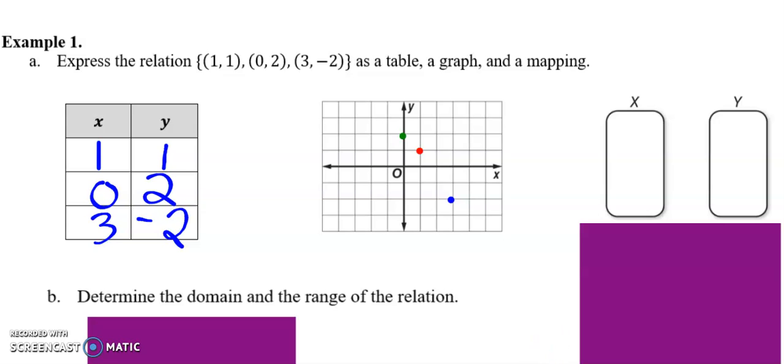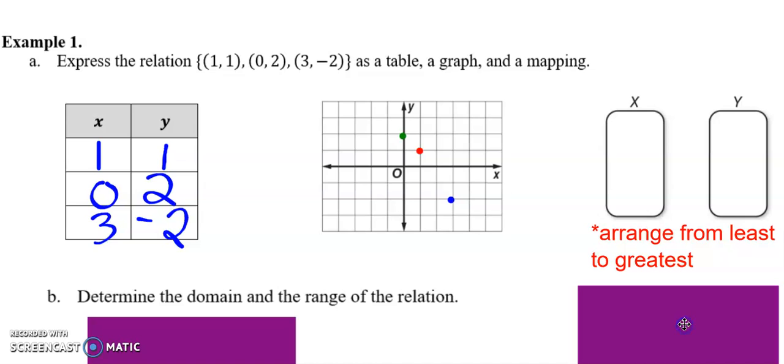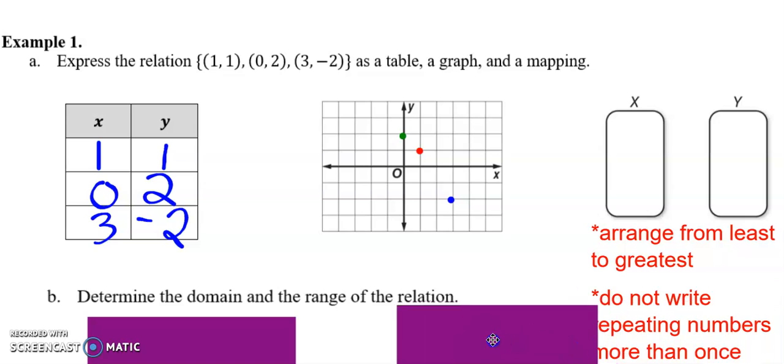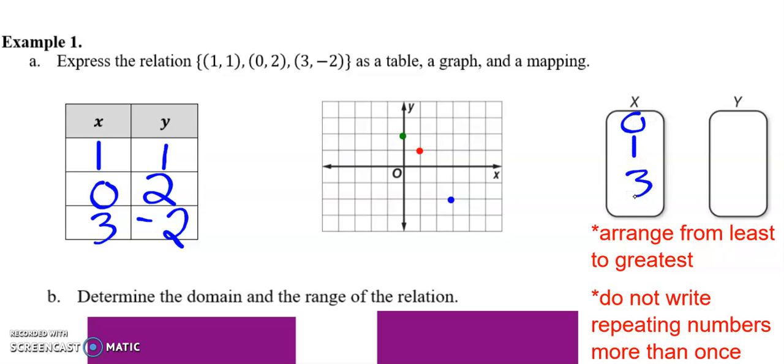The next thing we want to do is to create our mapping. When we create our mapping, we would like to arrange the numbers from least to greatest. Also, we do not write repeated numbers more than once. Okay, that's very important. If a number repeats, we only write it one time. So we are going to start by writing our x values from least to greatest. Well, we have here 0, 1, 3, least to greatest. Our y values from least to greatest, -2, 1, 2.